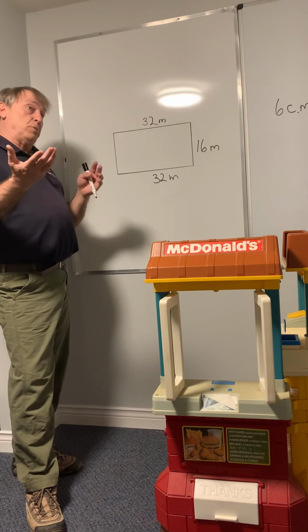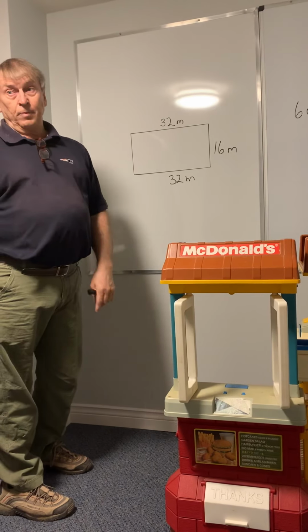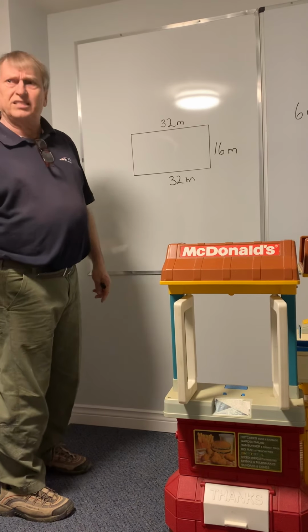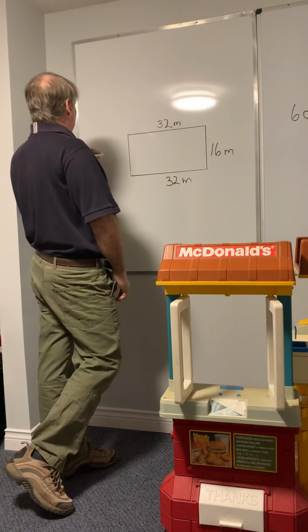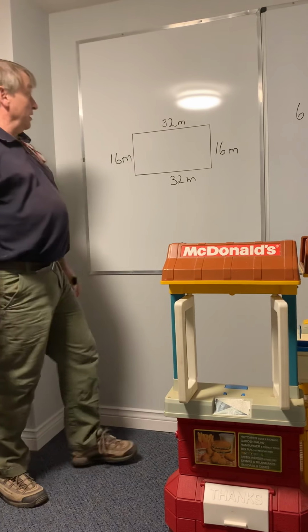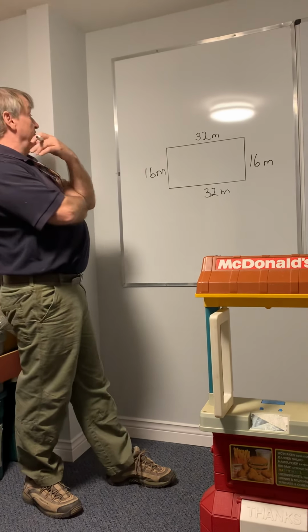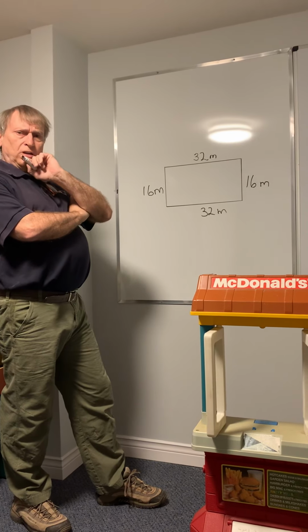So if that's true, Muhammad, what would it mean that this one equals? 16 meters? You got it, because 16 meters on this side, we'd have 16 meters on this side too. Which is going to make it very hard to add them all up.